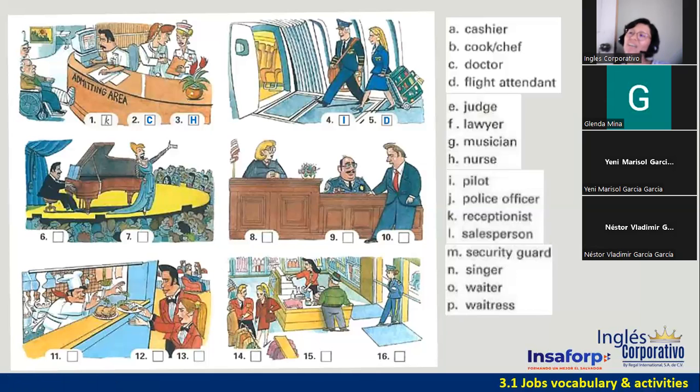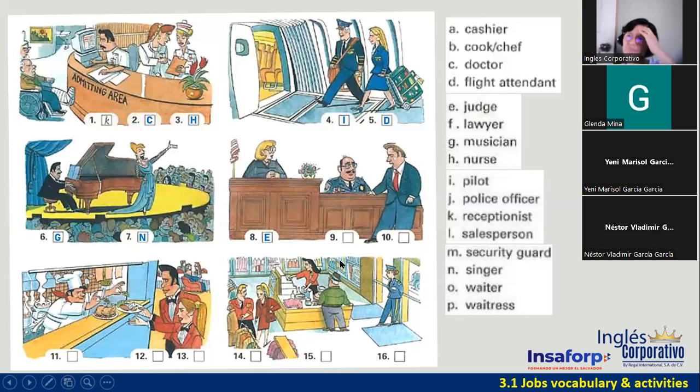It's going to be a flight attendant. Okay, what about number six? Singer. Is G. Okay. Entonces, en este caso, here is a musician. And she is a? Singer. Singer, right? Very good. What about number eight? Lodger, right? She's a lodger. What about number nine?